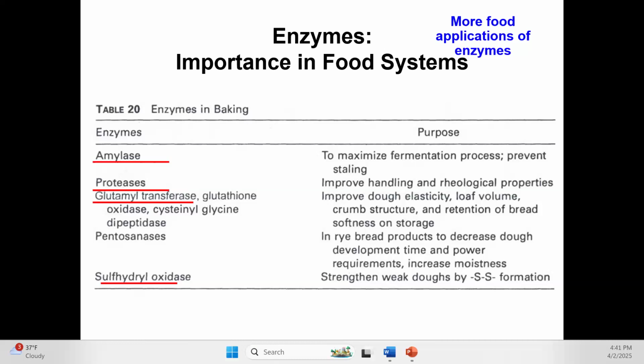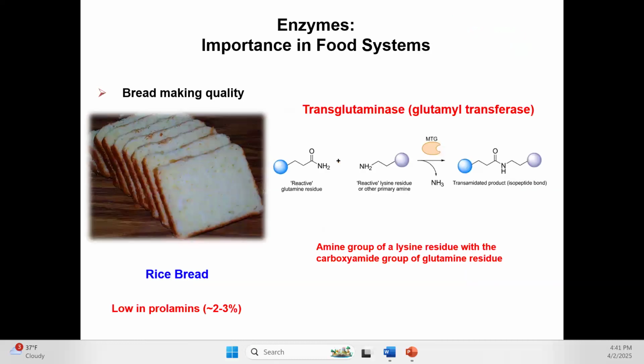Sulfhydryl oxidase induces disulfide interchange, strengthens weak doughs, enhances elasticity. That's your glutamyl transferase, transglutaminase in rice bread. It deamidates here and causes covalent linkages. So transglutaminase: this is your glutamine, this is the carboxyamide group, an amine is lost, and the carbonyl here reacts with the amine. You have a covalent bond, and that is intermolecular.